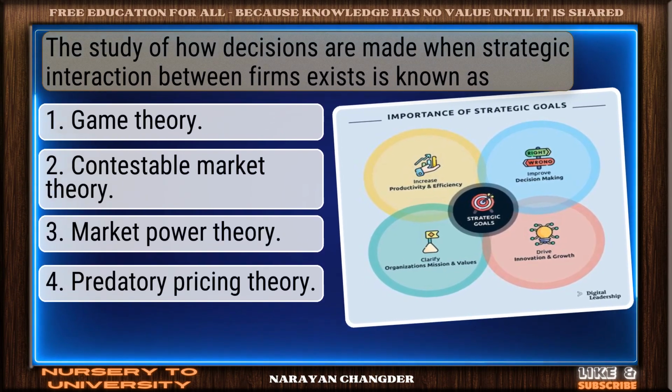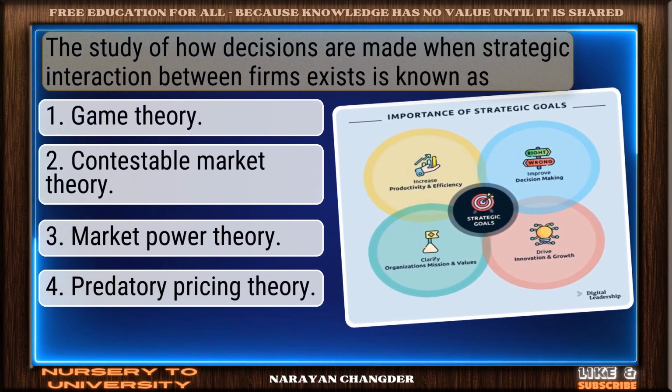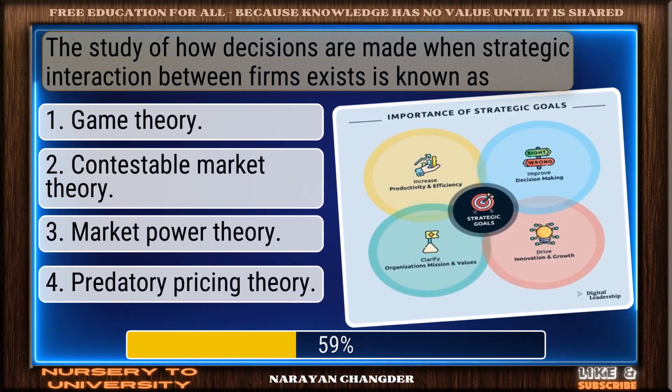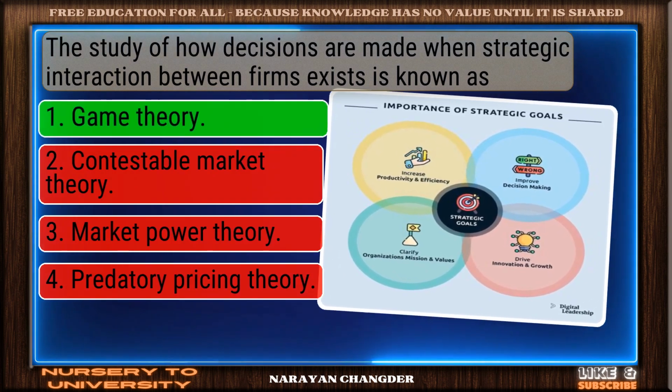The study of how decisions are made when strategic interaction between firms exists is known as. Nice work. You chose game theory and it is correct.